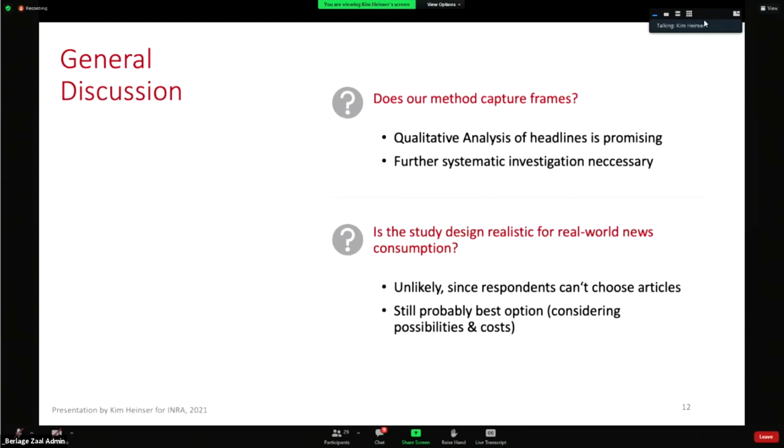As a general discussion, our main goal would be not just to increase bias awareness, but to actually capture frames, which already looks very promising, but of course this needs more and further investigation. And a big limitation of the study is that the study design, of course, is not completely realistic to how news are actually consumed, because we give respondents an article and they didn't choose the article. But for this study, at least, it was the best option to make sure that we can measure the effect without any confounding variables.